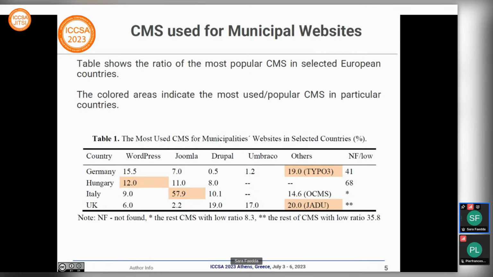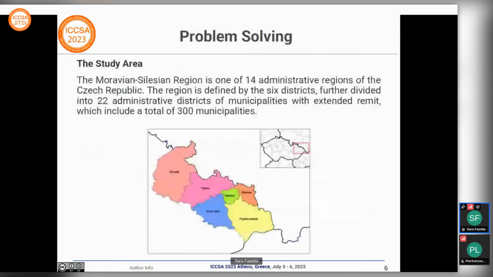In Hungary, they used WordPress. In Italy, for example, more than half of municipalities use Joomla. In the UK, they have a special, again, custom system called Jadu. So you can see that the use of them is various and surprising. In Italy, very often it is the Joomla system.